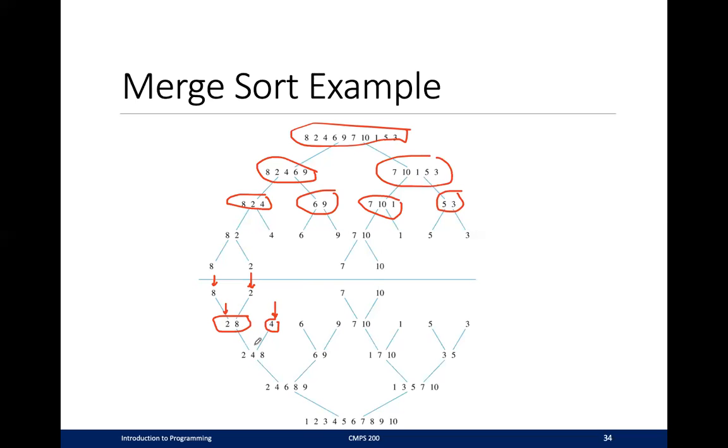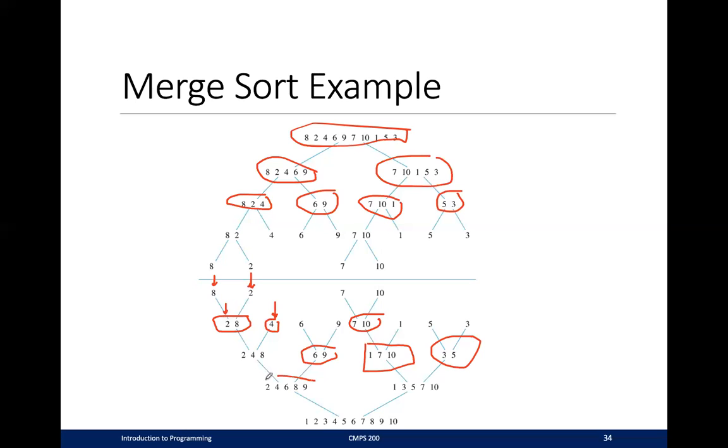So now you're seeing that as we're merging these lists, we're getting larger sorted lists. Same thing for 6 and 9, they're merged into 6, 9. 7 and 10 are in the right order, so they're merged. Then I have to merge 7, 10, and 1. It becomes 1, 7, 10. 5 and 3 will end up being 3 and 5. Okay, and now I have to merge 2, 4, 8 and 6, 9. How do I merge them? It should be 2, 4, 6, 8, 9.